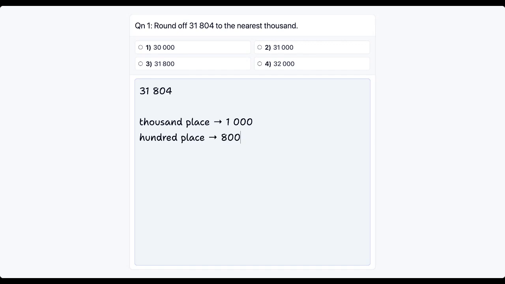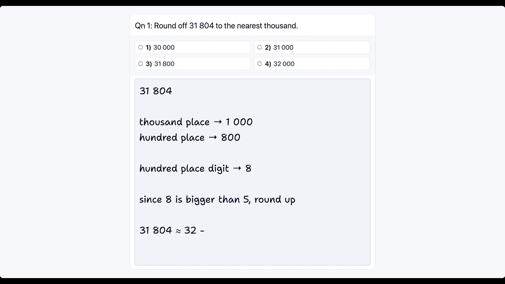So that means the hundred place digit is 8, right? Since 8 is bigger than 5, we can round up. So that means 31,804 is rounded up to 32,000 in this case. Therefore the answer to this question is option number 4, which is 32,000. All right, let's move on to the next question.